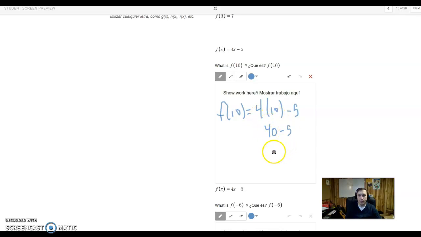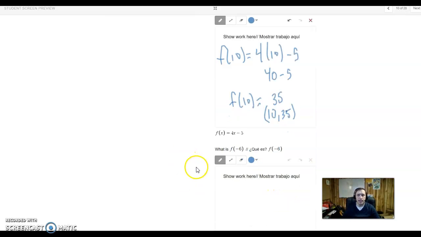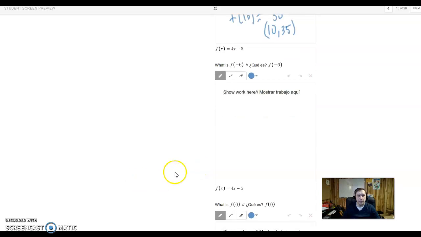40 minus 5 is 35. And so f at 10, or f of 10, depending on how people say it, you get the ordered pair (10, 35). So my input is 10, my output is 35. You go ahead and try it here on 6, pause it, and then come back. And then go ahead and try f of 0, and we'll look at those.